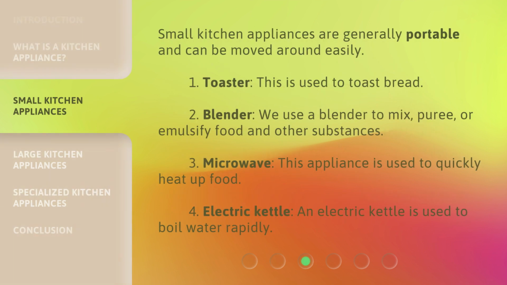Small kitchen appliances are generally portable and can be moved around easily. 1. Toaster. This is used to toast bread. 2. Blender. We use a blender to mix, puree, or emulsify food and other substances. 3. Microwave. This appliance is used to quickly heat up food. 4. Electric kettle. An electric kettle is used to boil water rapidly.